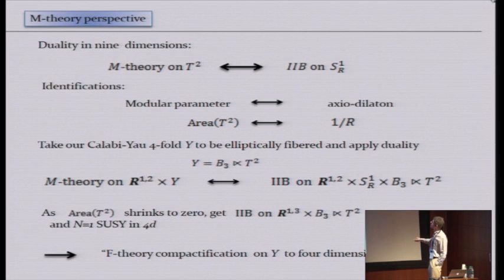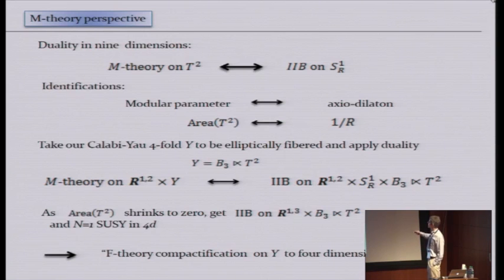And now we're going to apply this duality fiber-wise. M-theory on Y is going to be M-theory on R12 times B3 times T2, roughly speaking. But M-theory on T2 is 2B on S1, so if you do this fiber-wise, it's 2B on R12 times S1 times B3. And then on top of that, there is somehow this elliptic curve. But from this duality, it's not really part of the spacetime. It's the elliptic curve which encodes the axio-dilaton. So this comes from applying this duality fiber-wise.